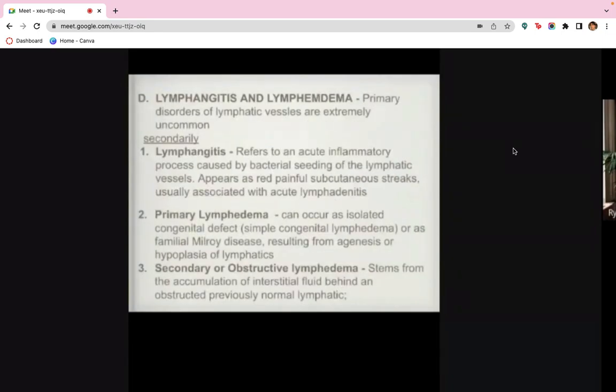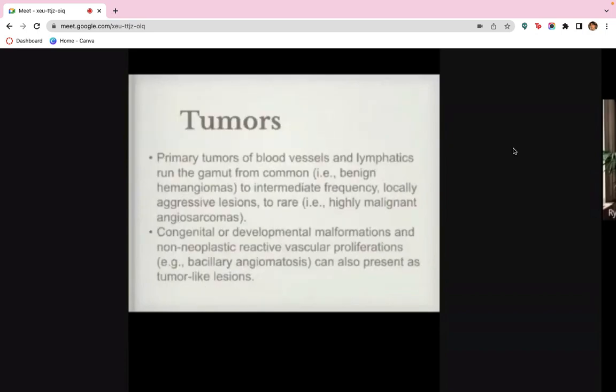Next, we have your lymphangitis and lymphedema, which are primary disorders of your lymphatic vessels that are extremely uncommon. It can be caused secondarily by lymphangitis, okay, or your acute inflammatory process caused by bacterial seeding of the lymphatic vessels. We have your primary lymphedema, and of course, your secondary or obstructive type of lymphedema. Okay, from the word obstructive, it can obstruct previously normal lymphatics. Another cause will be your tumor.